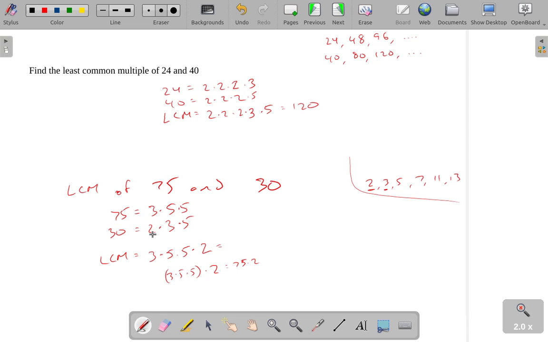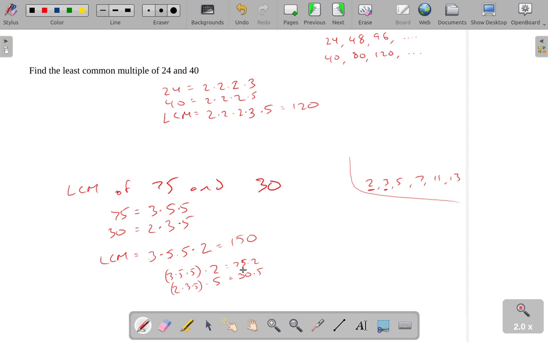I could also show that it's going to be a multiple of 30. So 2 times 3 times 5 is 30, and the only thing that's left over there is a 5. So this is 30 times 5. So it is definitely a multiple of both of these numbers. And of course, the number we're talking about here is 150.